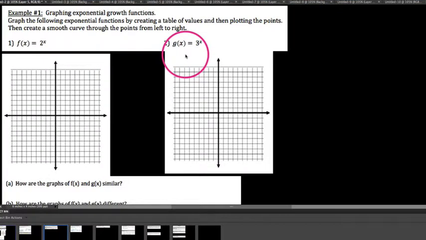Okay, YouTube, in this video we're going to start our journey through the exploration of a particular class of function that we refer to as an exponential function.